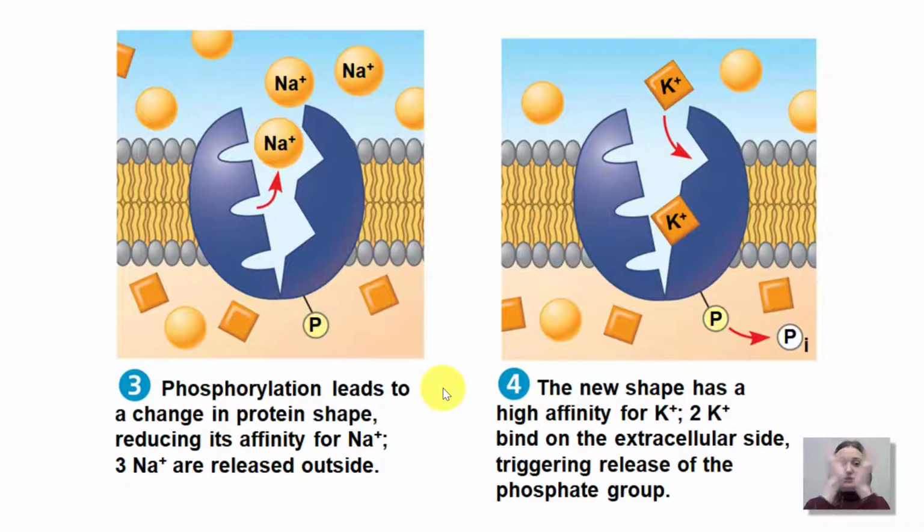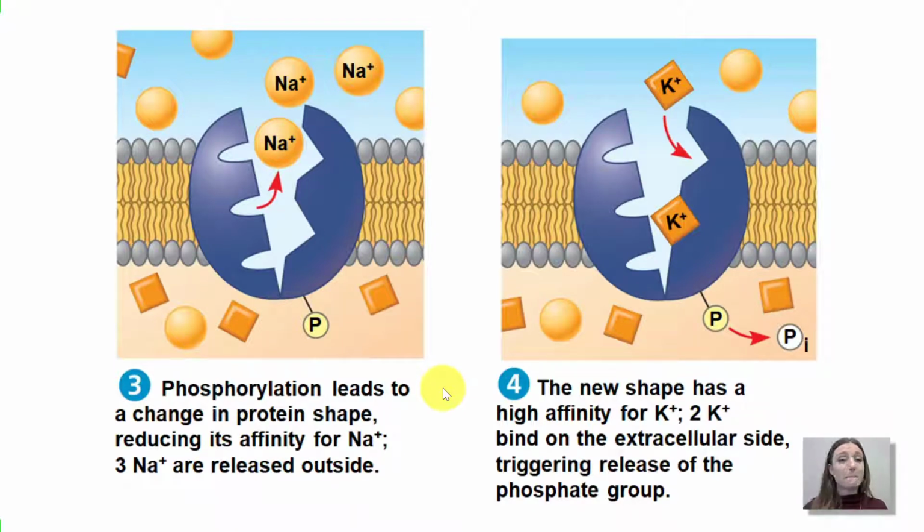So phosphorylation leads to a shape change, which also leads to a decrease in how attractive those active sites are to sodium. Now, with this shape change, sodium is not attracted to those active sites, so it's going to float off and go into the extracellular environment outside of the cell. But now when it's in this conformation with its active sites facing outside of the cell, it is highly attractive to potassium. Okay? So remember, we want to move sodium out and we want to move potassium in.